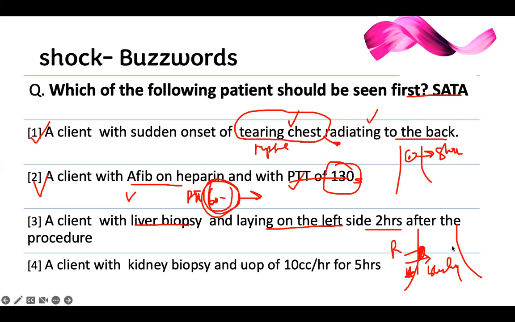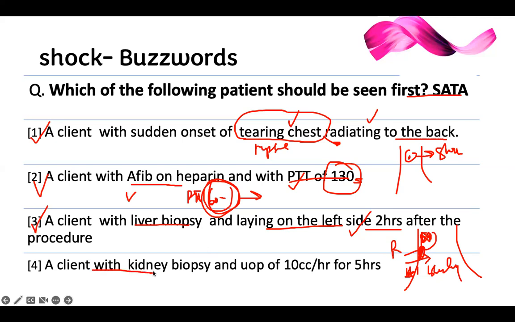Patient laying on the left side is no. That's a red flag. This patient is going to bleed, so you have to intervene. So I need to see this patient. The management is lay on the right side for a couple of hours, minimum 4 to 6 hours, to prevent bleeding.